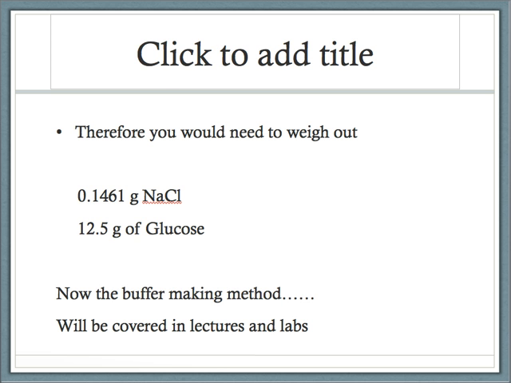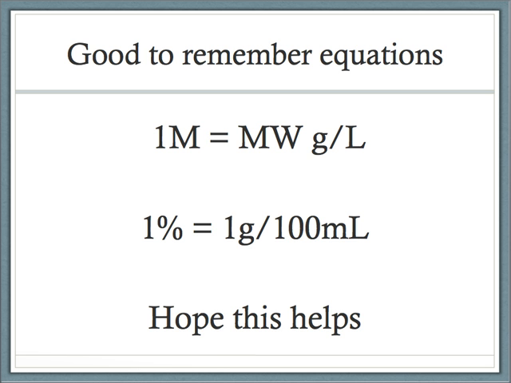We're going to be looking in detail at this method in lectures and in labs during the semester and even throughout the year. Two equations I'd really like you to take home from this: 1 molar equals the molecular weight in grams per litre. So 1 molar NaCl was 58.44 grams per litre. And the second equation, 1% equals 1 gram in 100 mLs. I hope you found this helpful. These equations will give you a starting point to work with.